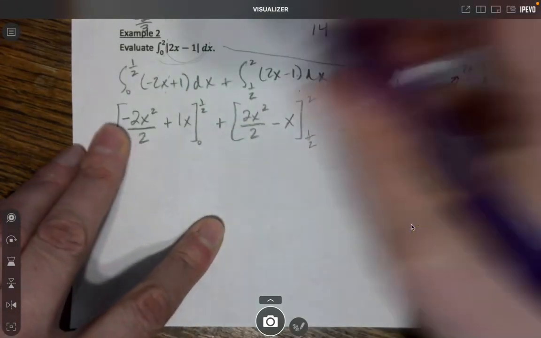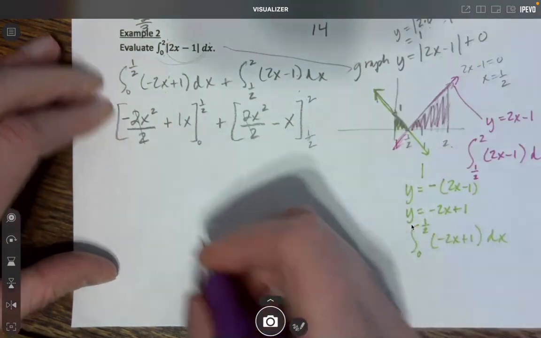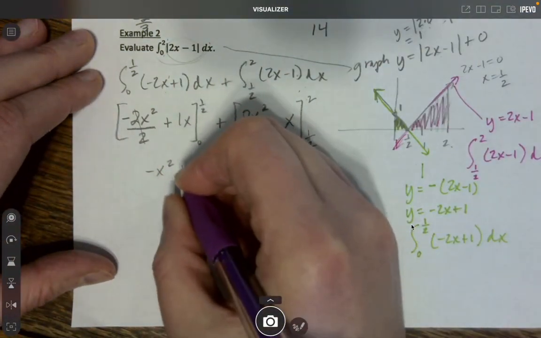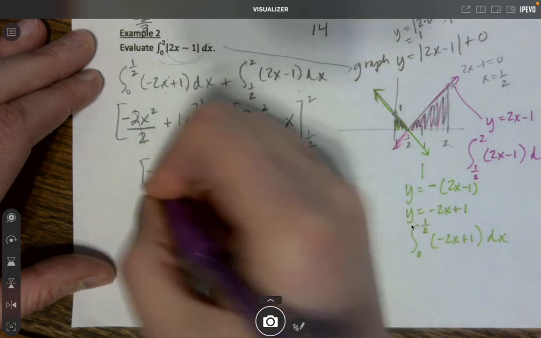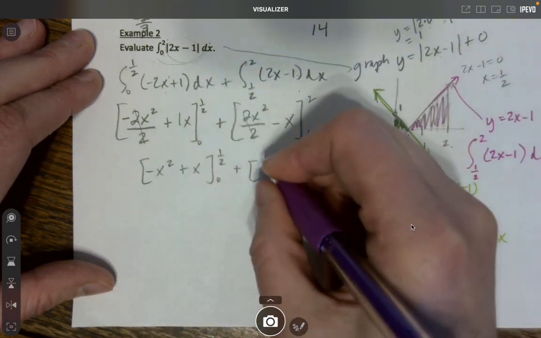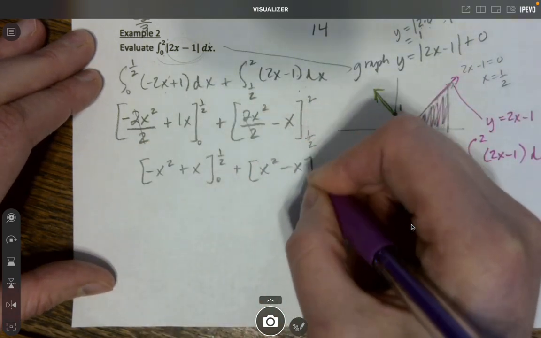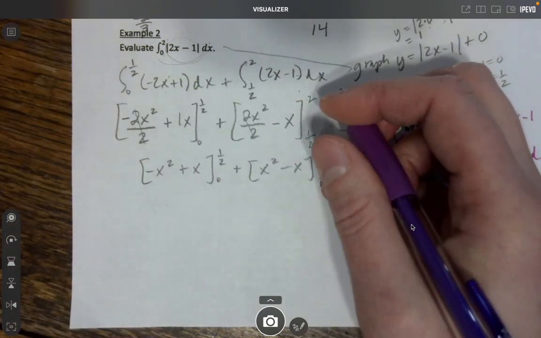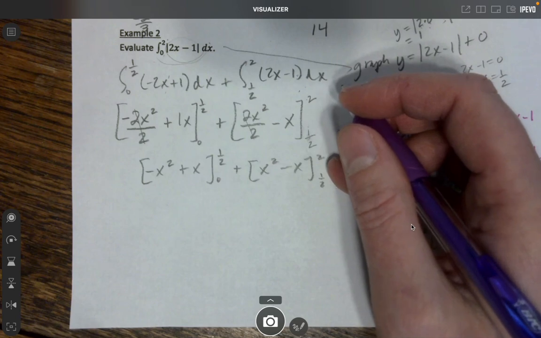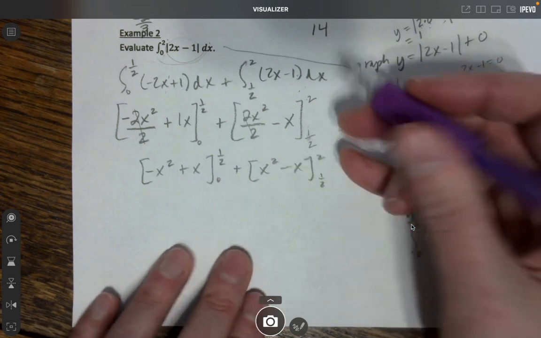Okay, I do want to clean these up because they're bugging me. So -x squared plus x. And then this is going to be x squared minus x. All right, now we have to do a whole bunch of substitution, right? And then this is where we should probably also take a quick break and look at how to double check this on our calculator.